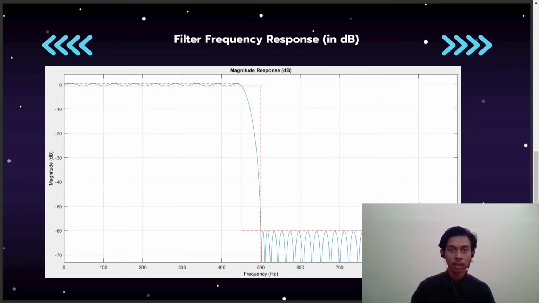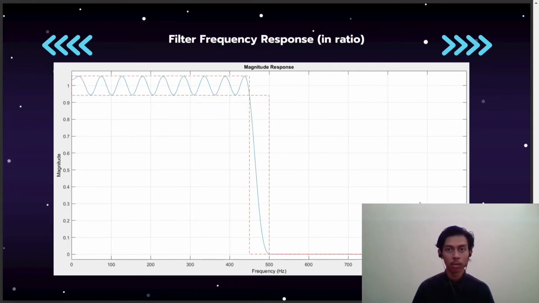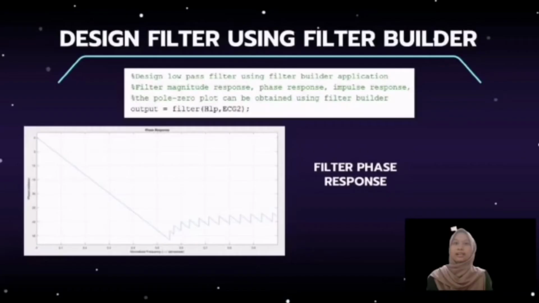Other than that is our filter frequency response in ratio, which is similar to the response in dB. That is all from me. Thank you. Next, we can use the same command, which is output equals filter HLP ECG2, and also Filter Builder, to obtain the phase response, pole zero plot and impulse response of the filter.